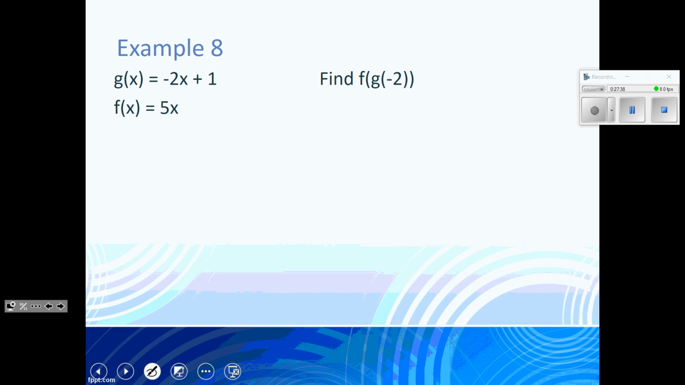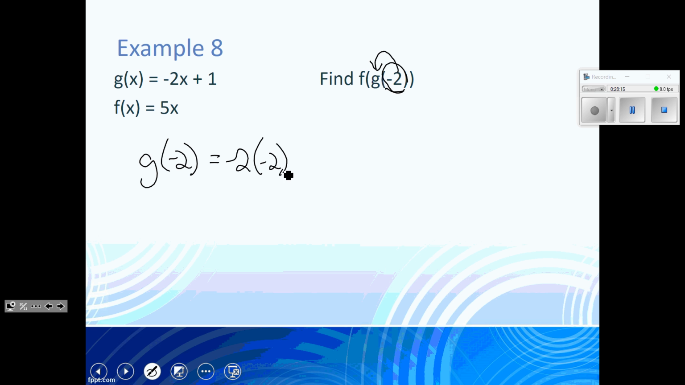Everybody focusing with me? If you take this piece by piece, you'll be fine with it. Where do you think I should start? We should start with the negative 2. We're going to start on the very inside, and we are going to take negative 2 and plug it into who? G. And that's all I'm going to do right now. I'm going to take negative 2 and plug it into the g of x function. So let's take the g of x function, and then we're going to find g of negative 2.